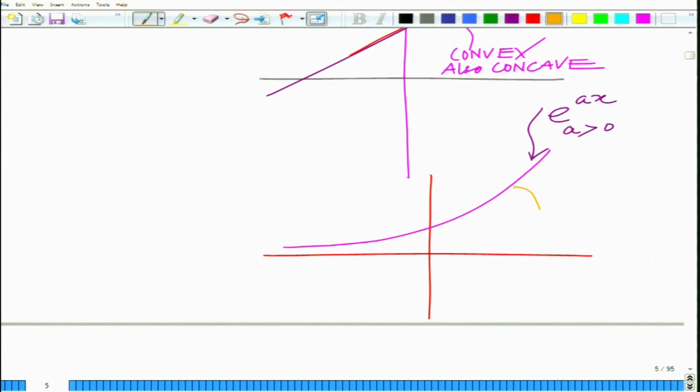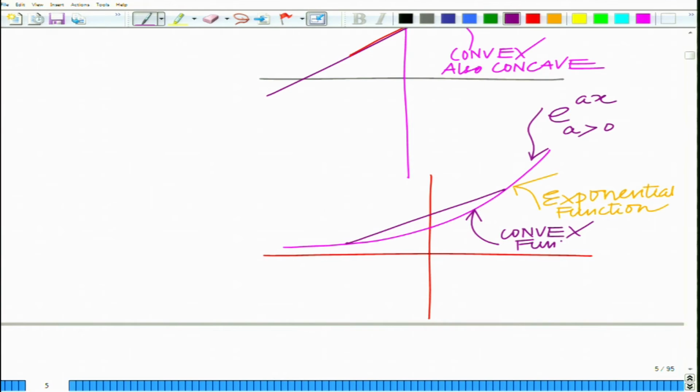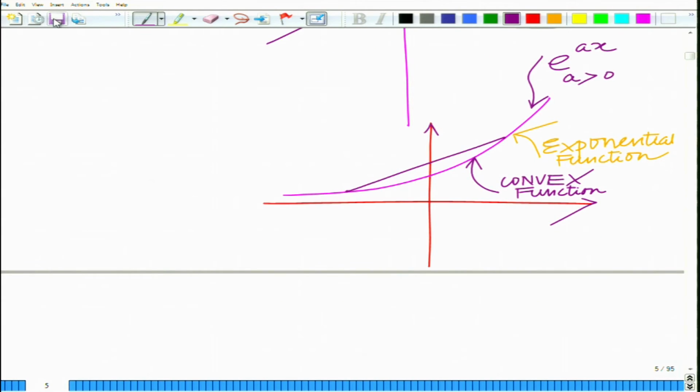It is also known as the exponential. This is the exponential function, and you can clearly see, once again you take any 2 points, the chord lies above the function, and therefore, we are going to see later a rigorous test to establish convexity or concavity, but right now based on our intuition, you can clearly see this is a convex function. This increasing exponential is an important class of convex functions.